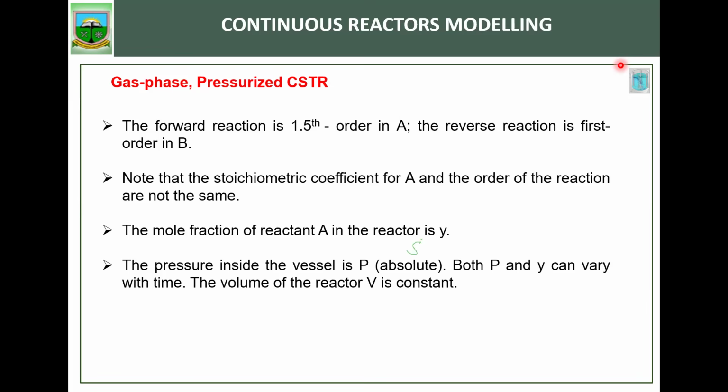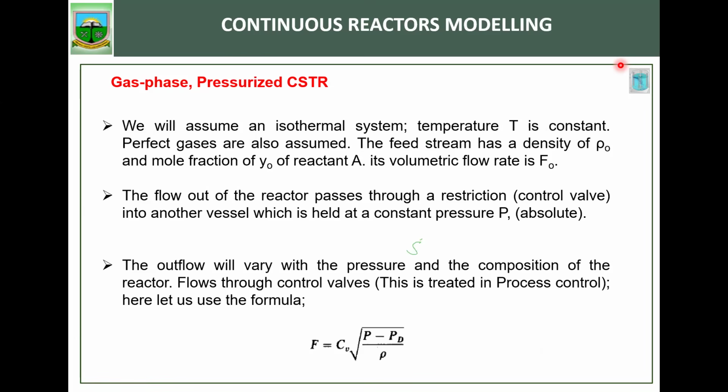We also say that the pressure inside the vessel, P, is absolute. Both pressure and Y can vary at any time. And the volume of the reactor is also constant. In the same way we assume an isothermal system, so the temperature is constant. We assume that we are dealing with perfect gases, so everything that has to do with the ideal gas equation can be applied here. The feed stream has a density of rho O, and the mole fraction YO. Then also we have a volumetric flow rate of FO.